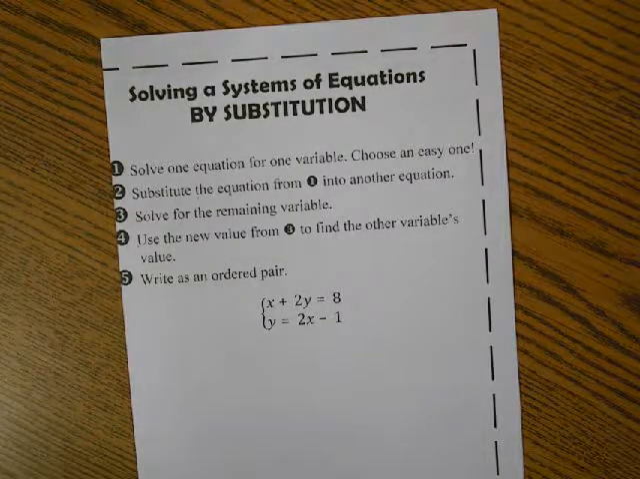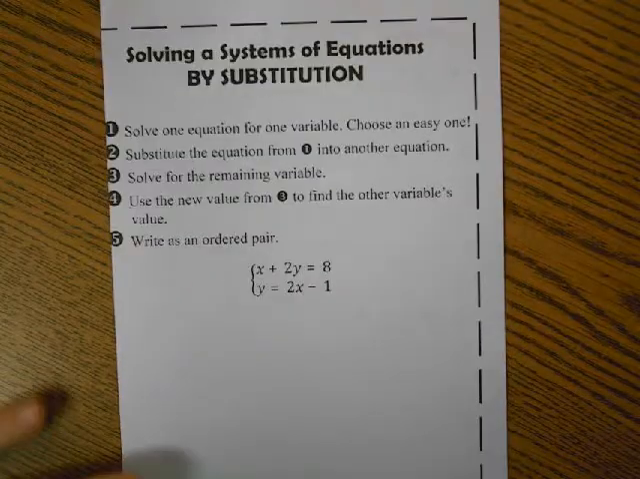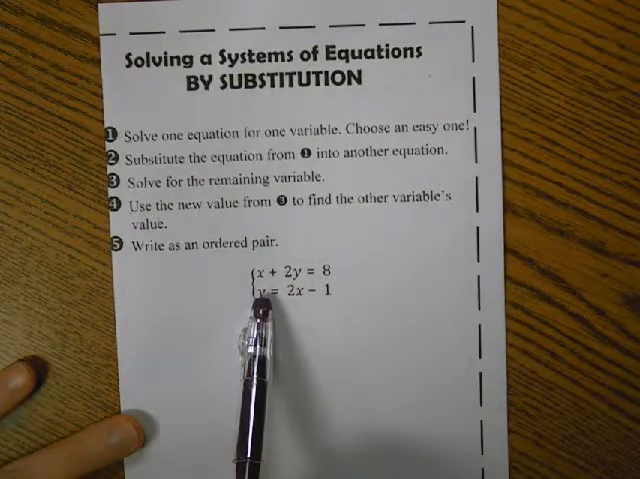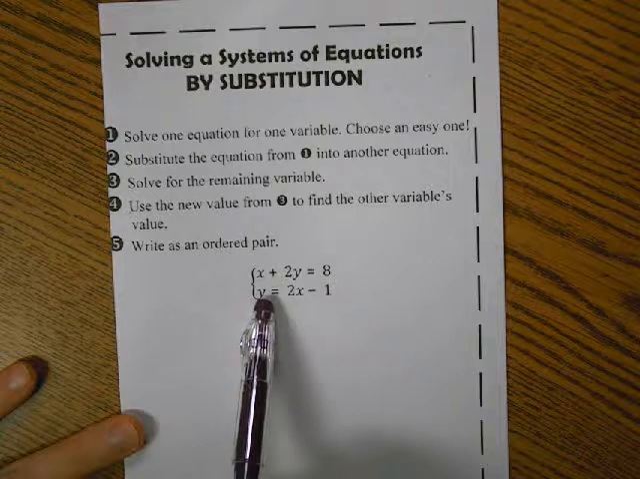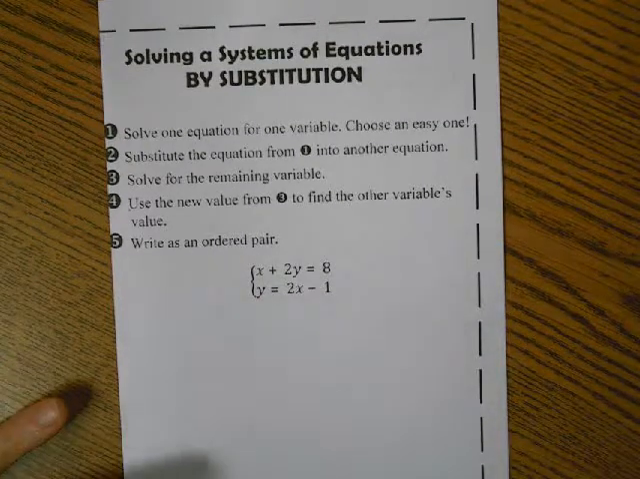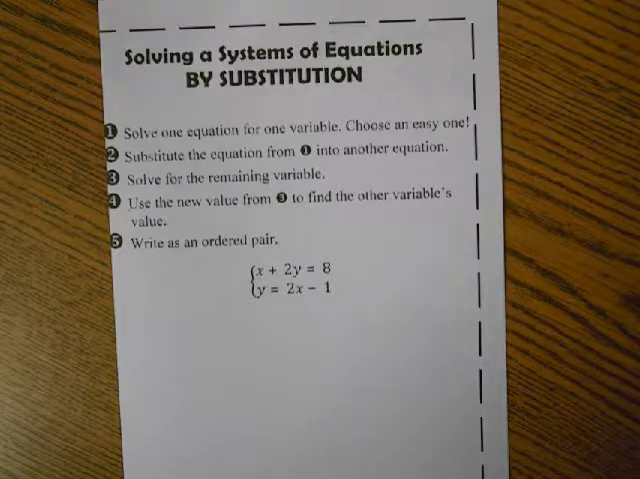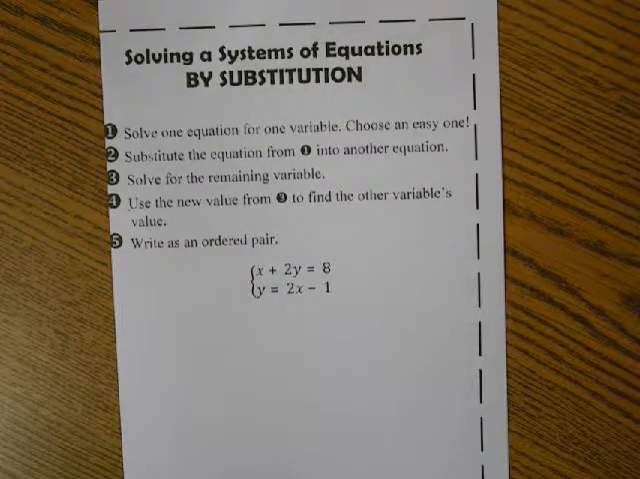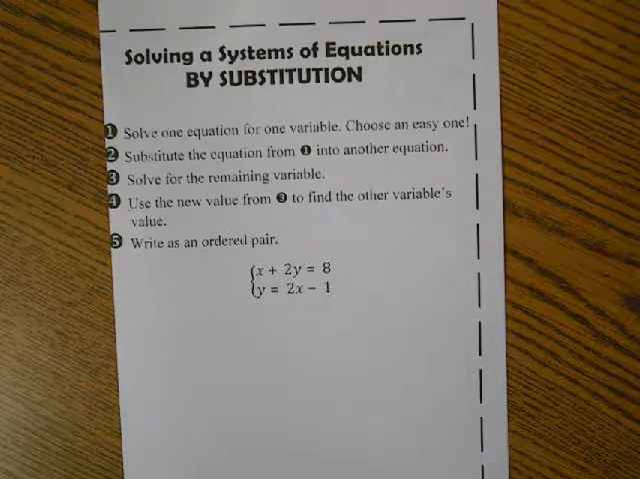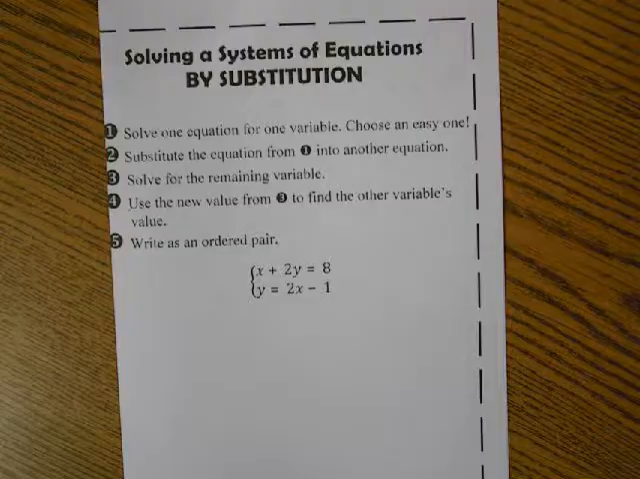Remember, a system is when you have more than one equation with the same variables. So there are two equations here. This one has x and y, and this one also has x and y. What I like to do when we're solving systems by substitution is determine which one is the substitute. I use the analogy of a substitute when you're playing a sport. We have some extra players sitting on the bench beside the game, waiting to be put in.